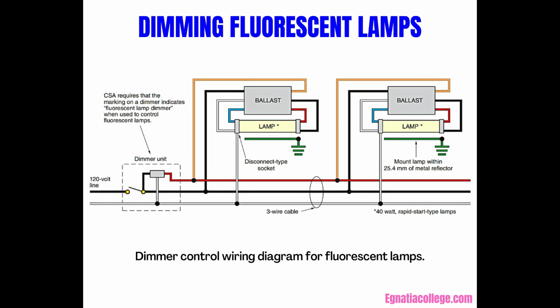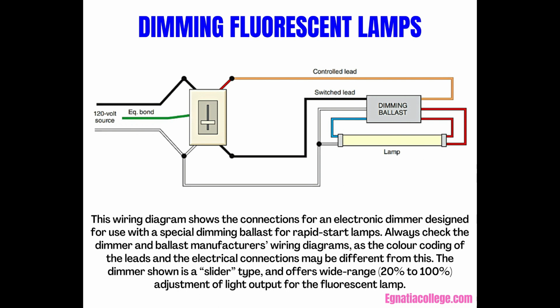This figure illustrates the connections for an auto-transformer type dimmer for the control of fluorescent lamps using a special dimming ballast. The fluorescent lamps are F40T12 rapid start lamps. With the newer electronic dimming ballasts, 32-watt rapid start T8 lamps are generally used. This figure shows an electronic dimmer for the control of fluorescent lamps using a special dimming ballast.